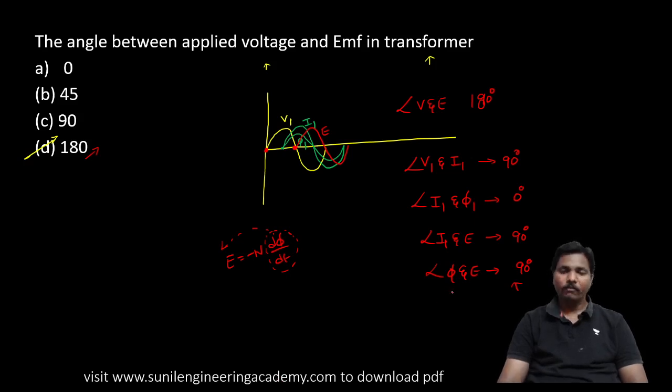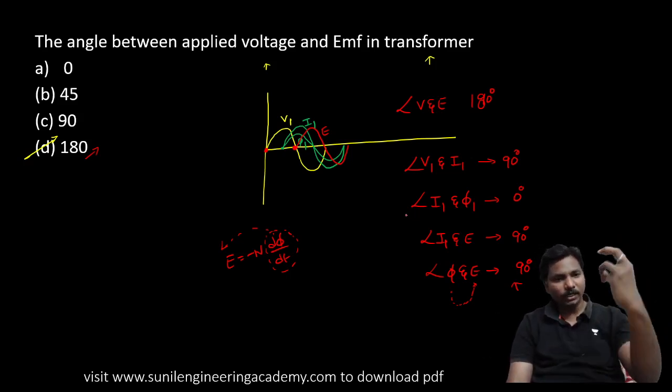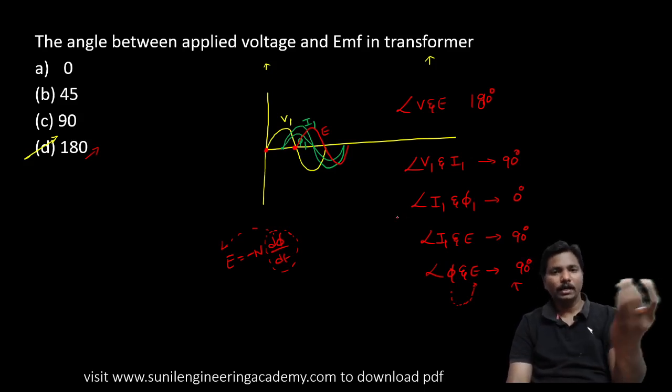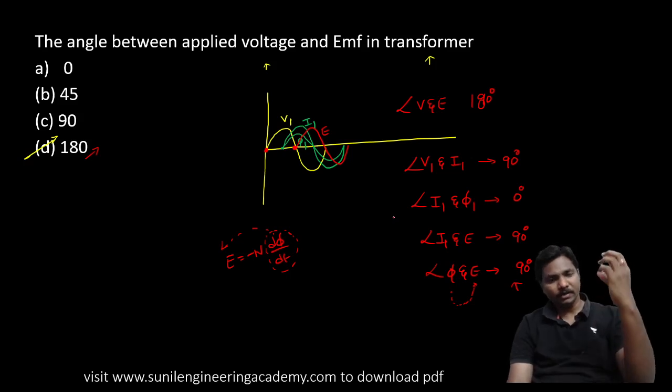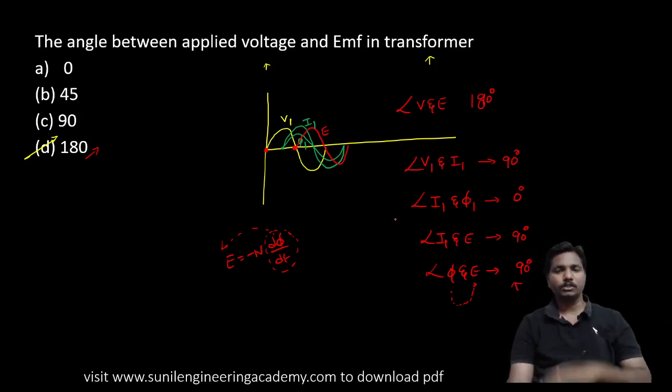Flux produces EMF only whenever it changes, so it is late by 90 degrees. This lagging and leading is very easy, guys. Which comes first is leading, which comes late is lagging. First of all, you have given voltage. After that, current is flowing, so current is late by 90 degrees. Whenever the current is flowing, at the same time flux also produces, so both are in phase. After 90 degrees, then EMF will be produced. So the total angle between voltage and EMF is 90 plus 90, 180 degrees. Okay.